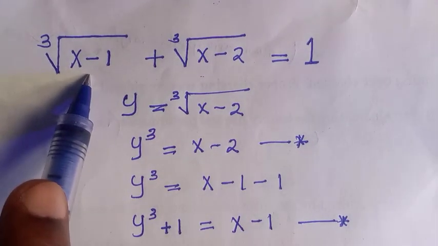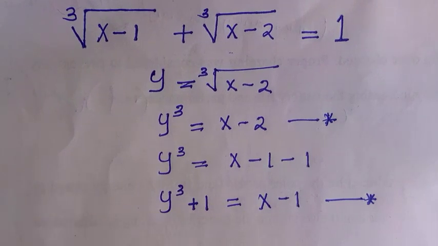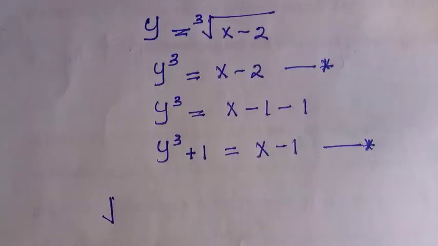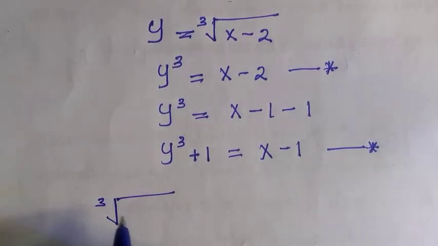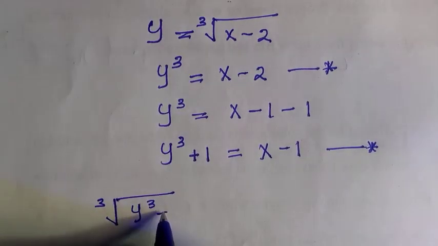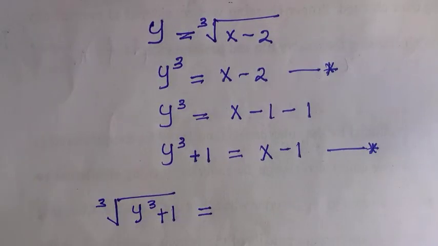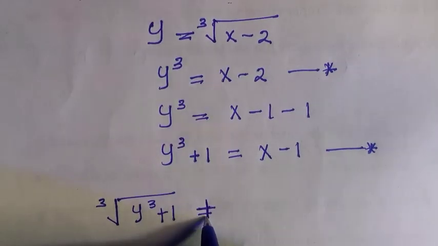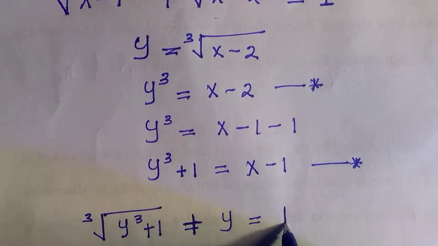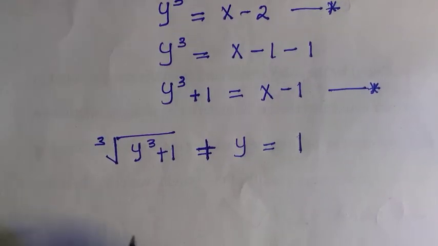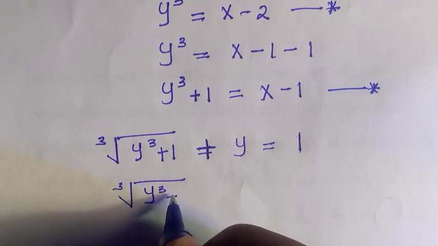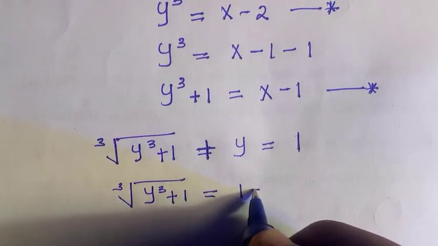And from this above, I'm going to replace x minus 1 with y cubed plus 1 and the other one with y. That is, if you have the cube root of, so instead of x minus 1, we replace it with y cubed plus 1, then plus y equals 1. And by transferring y to the other side, we have the cube root of y cubed plus 1 equals 1 minus y.